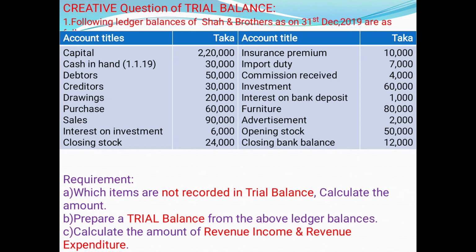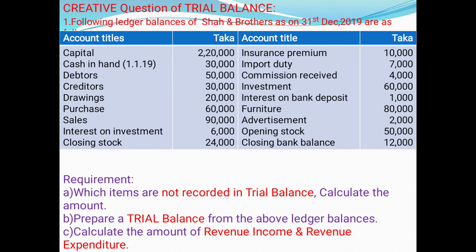Dear learners, from the stem or the ledger balances, I am discussing each item. Capital, at all times, is credited. So in trial balance, capital is credit. Cash in hand 1,19,30,000 is the opening balance of cash in hand. This item is not included in trial balance.